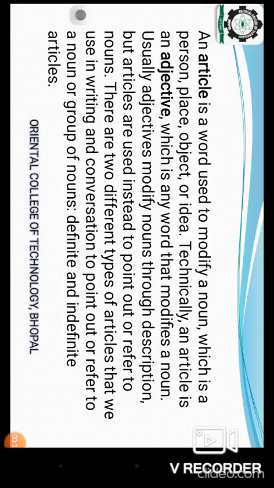The topic for today is article. An article is a word used to modify a noun, which is a person, place, object or idea. Technically, an article is an adjective, which is any word that modifies a noun. Usually, adjectives modify nouns to describe, but articles are used instead to point out or refer to nouns. There are two different types of articles that we use in writing and conversation to point out or refer to a noun or groups of nouns: definite and indefinite articles.